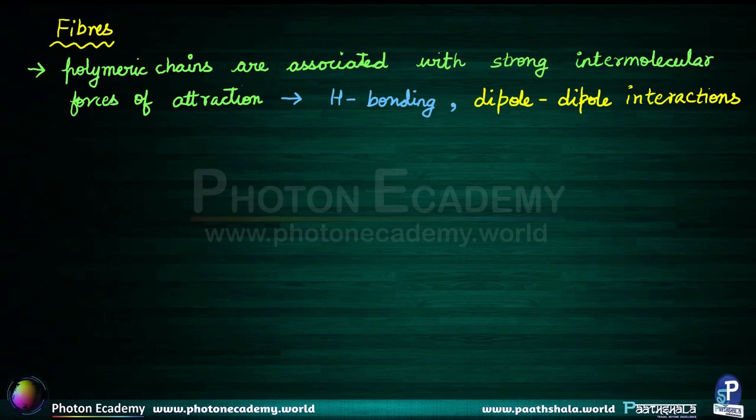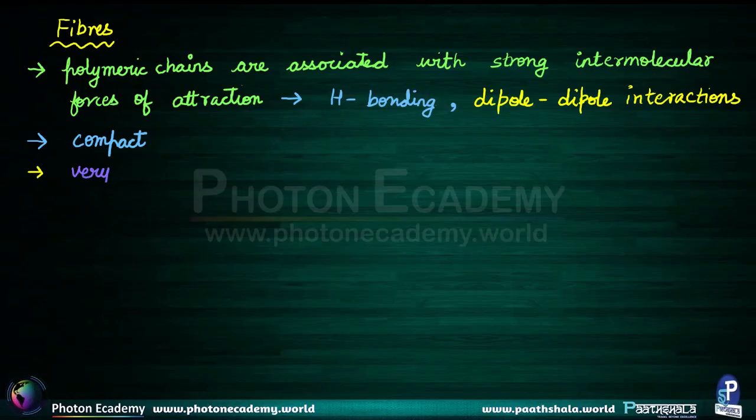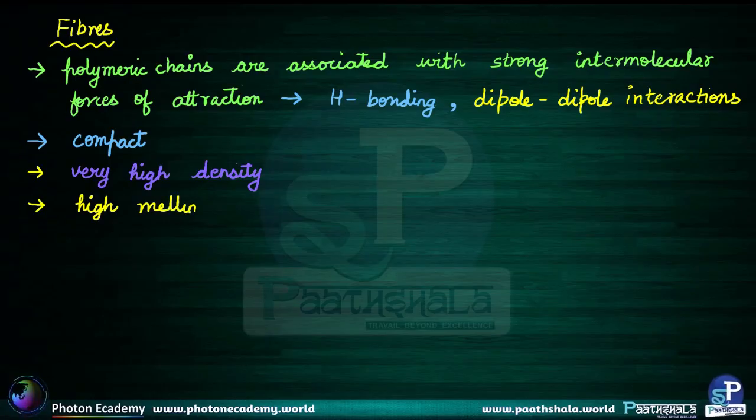Some properties that develop are that they become compact, as these intermolecular forces bring them together. So they start getting close together and they are compact. Then they have very high density, because of this compactness. Next, they have a high melting point. A closed structure leads to a high melting point, and these are actually crystalline. That also differs them from the elastomers. So, high melting point.